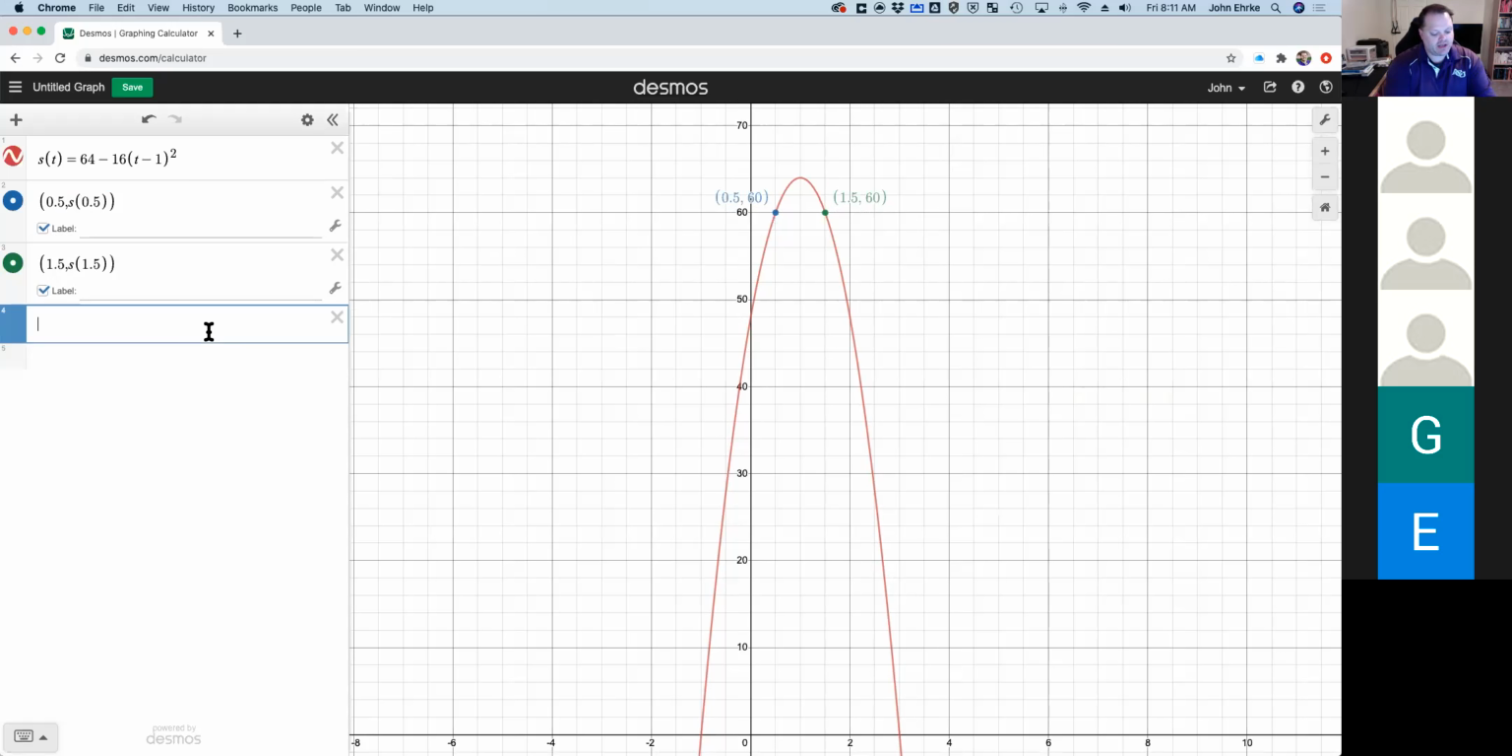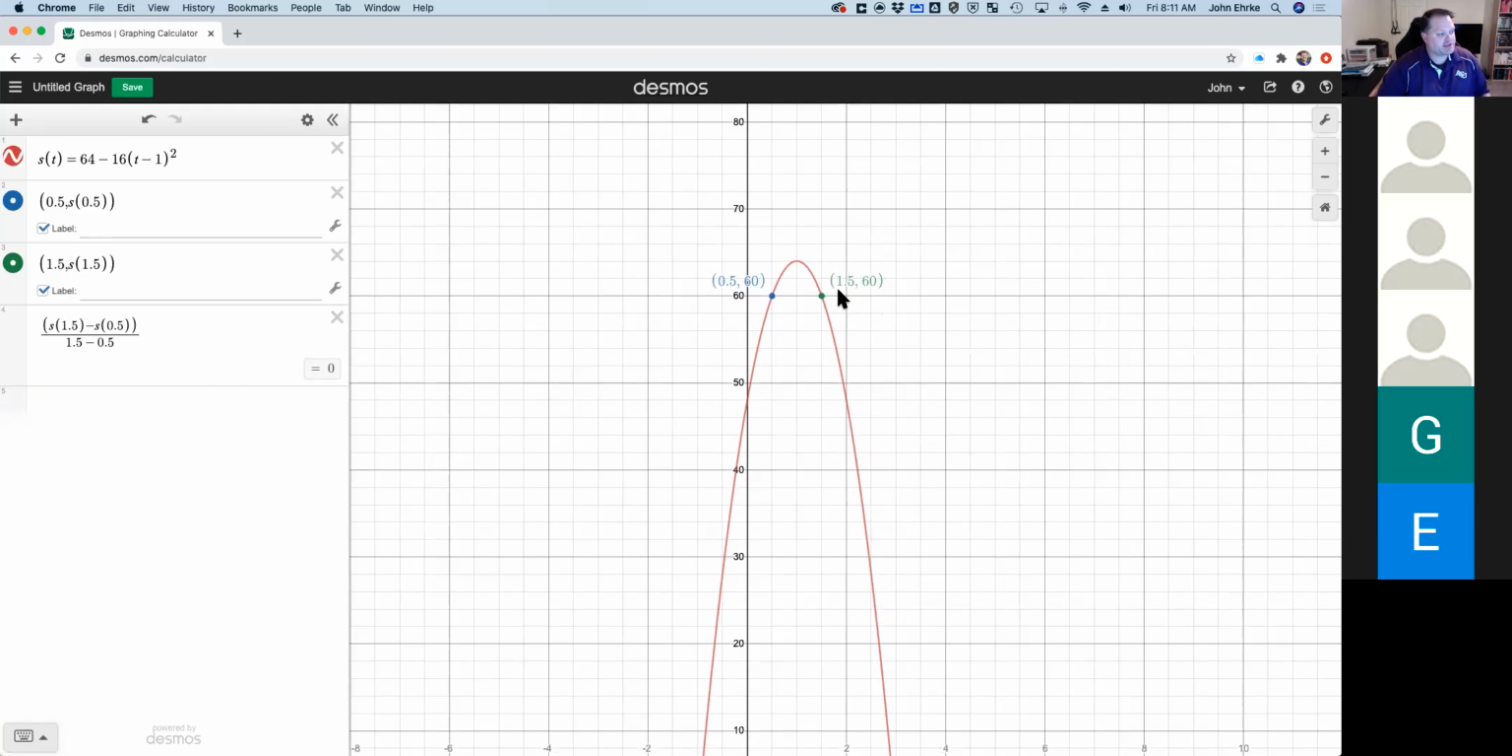0. But if we wanted to calculate it, you could just say s of 1.5 minus s of 0.5 divided by 1.5 minus 0.5. And that will also give you the same slope of 0. My hope is that you did this in Desmos, the way I have shown here, but looking at the graph, you can clearly see that that would be an average velocity of 0.